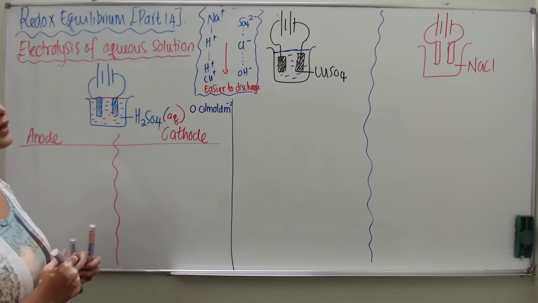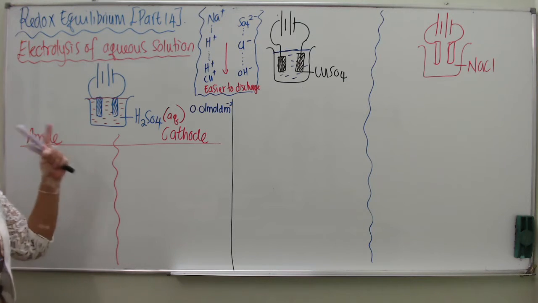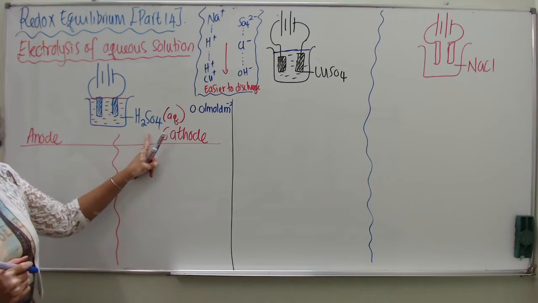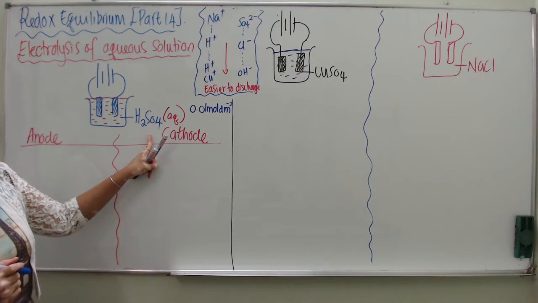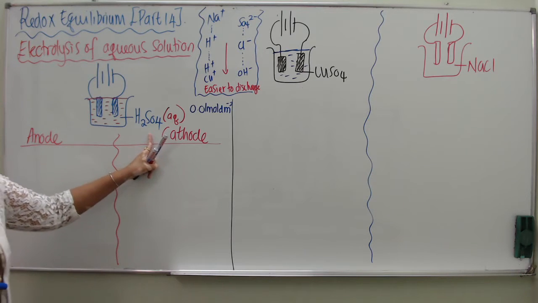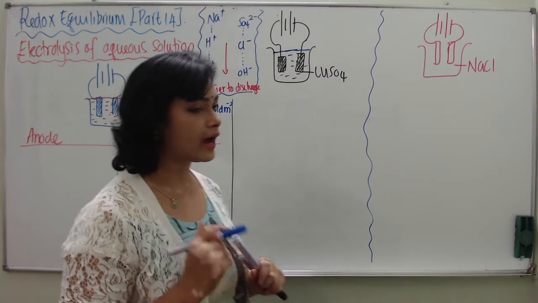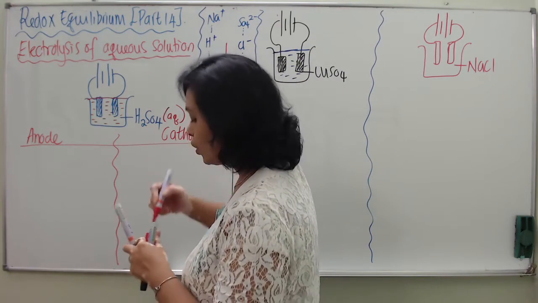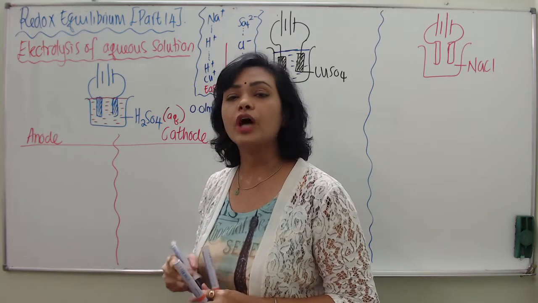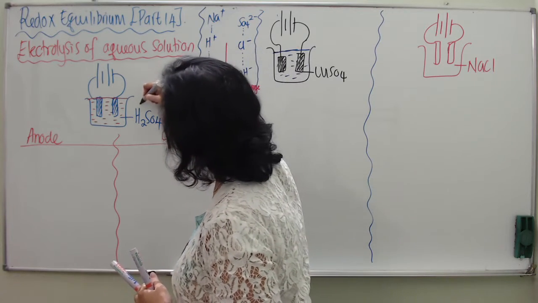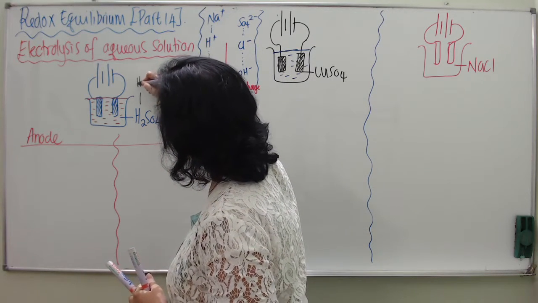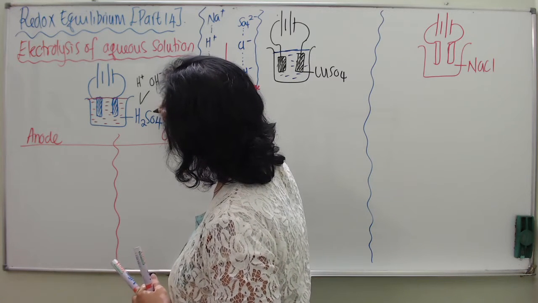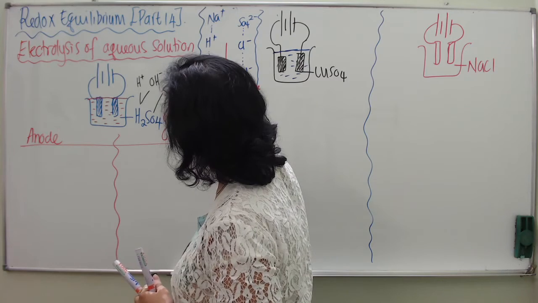Now let's start. Before you explain about electrolysis, I want students to look at the type of acid that I have used. When students look at the type of acid that I have used, you must write down all the ions which are present in sulfuric acid: hydrogen ion, hydroxide ion, and sulfate ion.